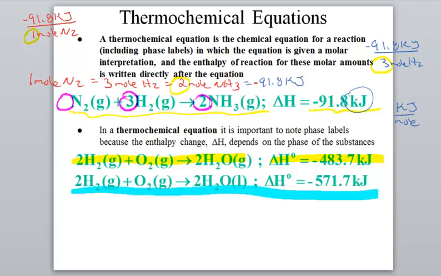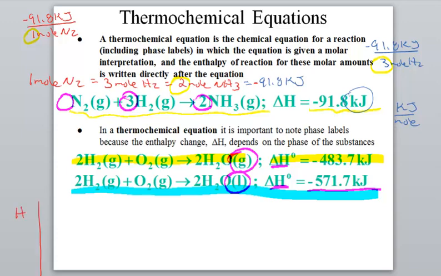If you look at it, the product in both cases is water, but in one of them it's a gas and the other one it's a liquid. The net energy change, the delta H, for some reason is bigger if it goes all the way to a liquid. Why would that be? Well, let's look at it.